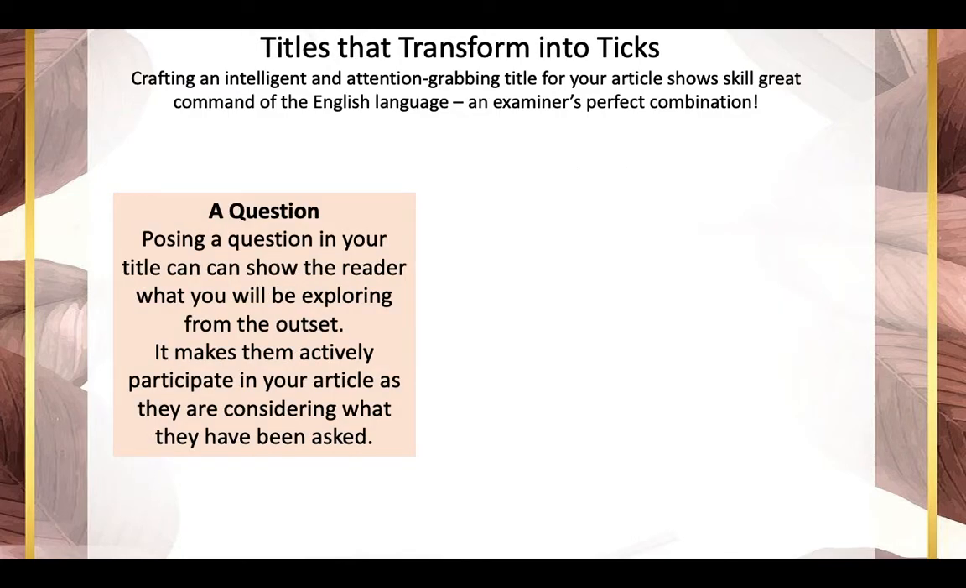A question. Now this one can be quite effective if done in a very skillful way. Posing a question to your reader in the title can obviously signpost your reader what your article's about. And as I mentioned earlier, a rhetorical question really engages them because it forces your reader to consider what you've posed to them.